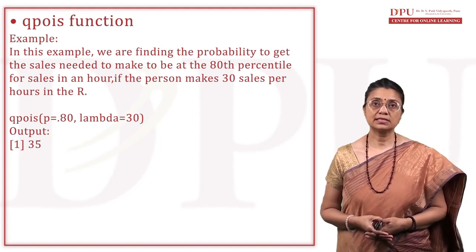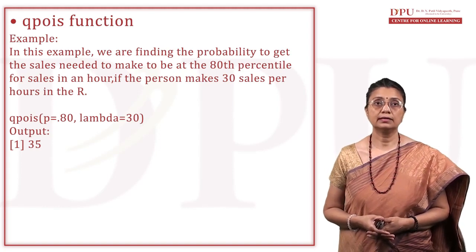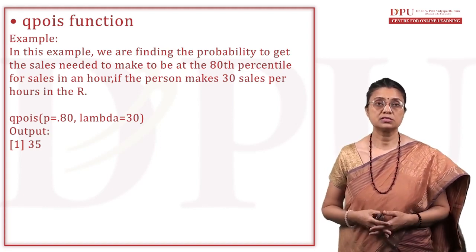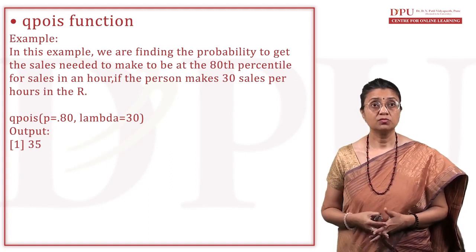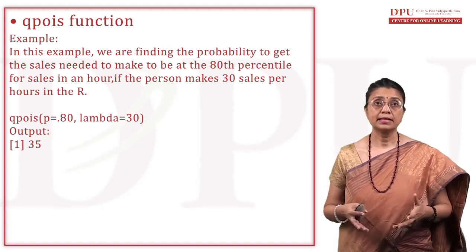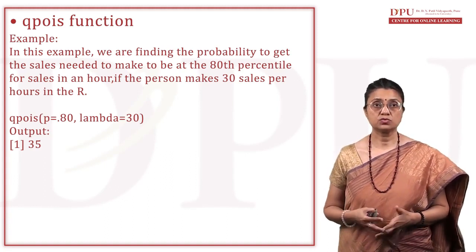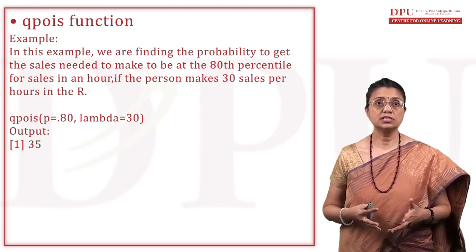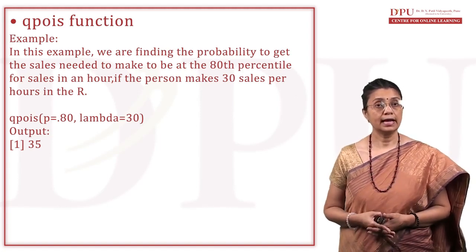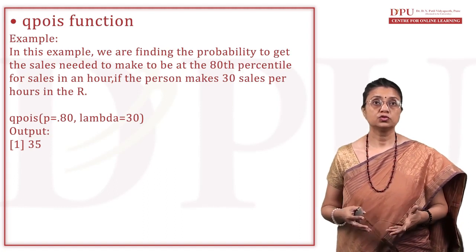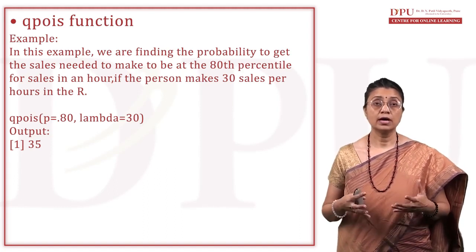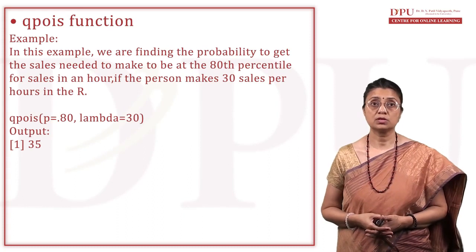So if the person makes 30 sales per hour, we will find qpois with p equal to 0.8, which is the 80th percentile, and lambda equal to 30. The output is 35. You can see over here p is equal to 0.8 and lambda equals 30. That is how the qpois function works.